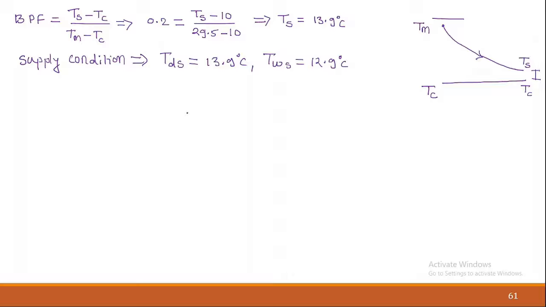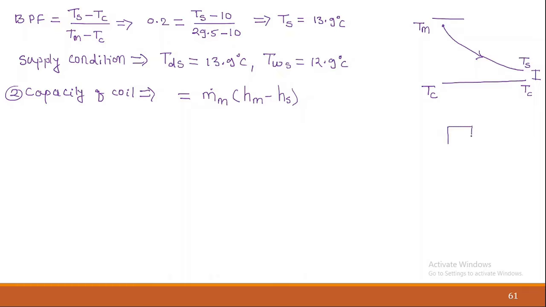Now next we have to find out the capacity of the coil. What is the capacity of the coil? It is nothing but how much heat is absorbed by the coil from the mixed air. That would be equal to the total mixed air mass flow rate multiplied by the enthalpy difference, so it is equal to HM minus HS.